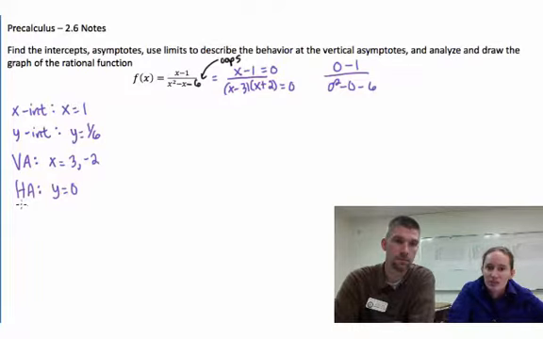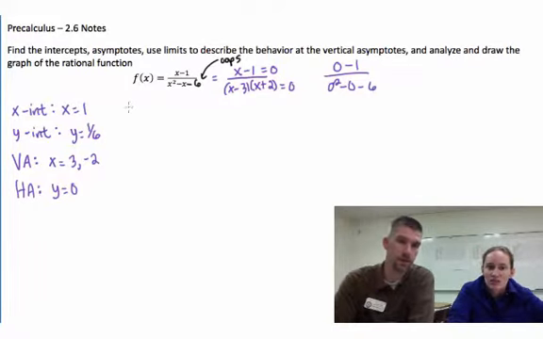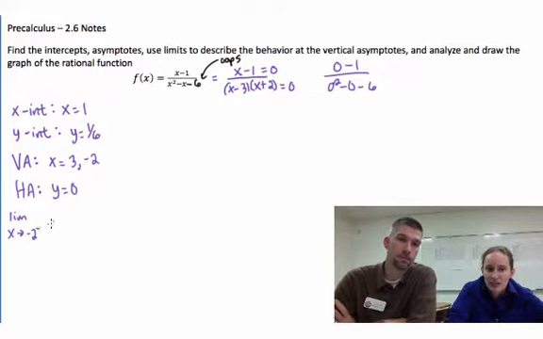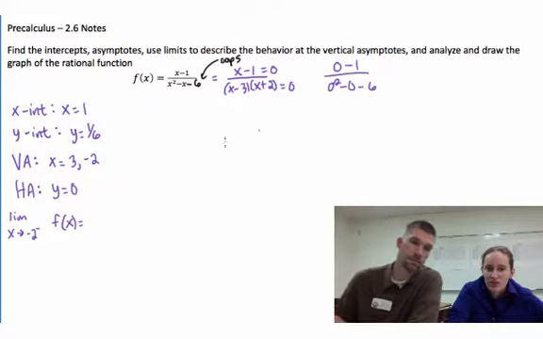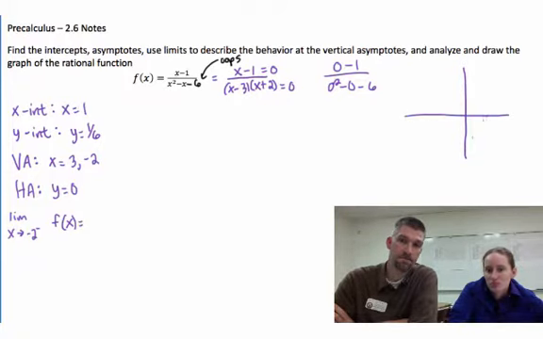What else? Use limits to describe the behavior at the vertical asymptotes. Well, there are 2 vertical asymptotes, which means we're going to have 4 limits. So as x approaches, let's go from left to right. As x approaches -2 from the negative direction, it might be helpful for us to have the graph to do this.